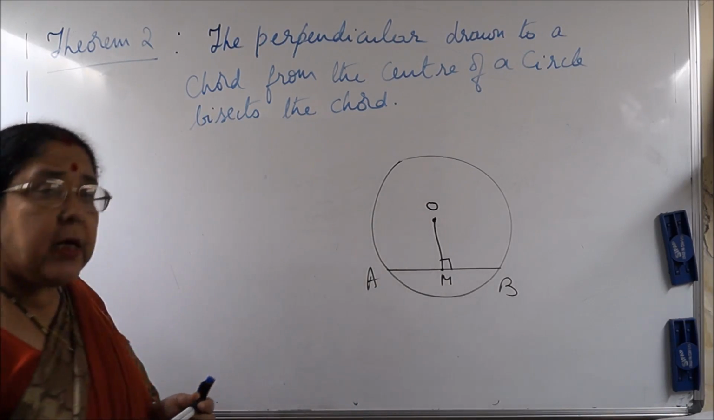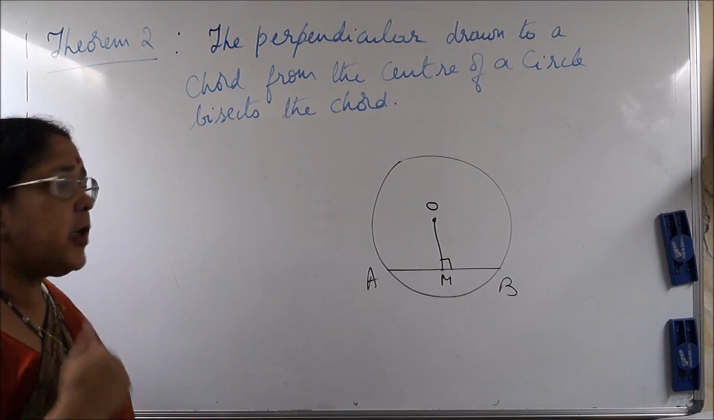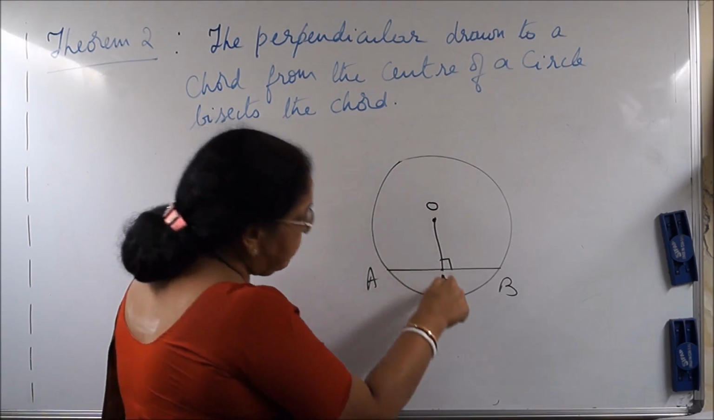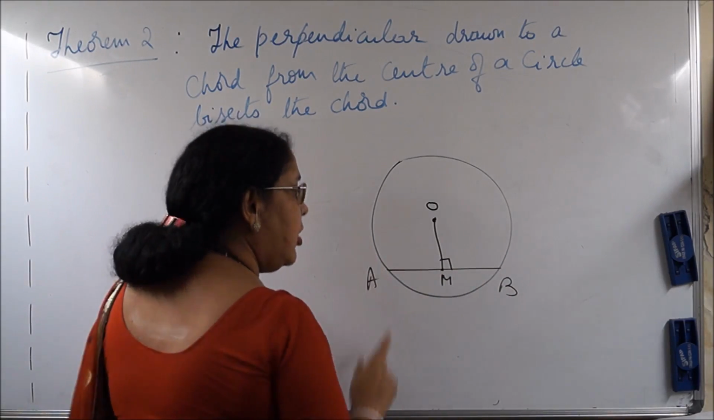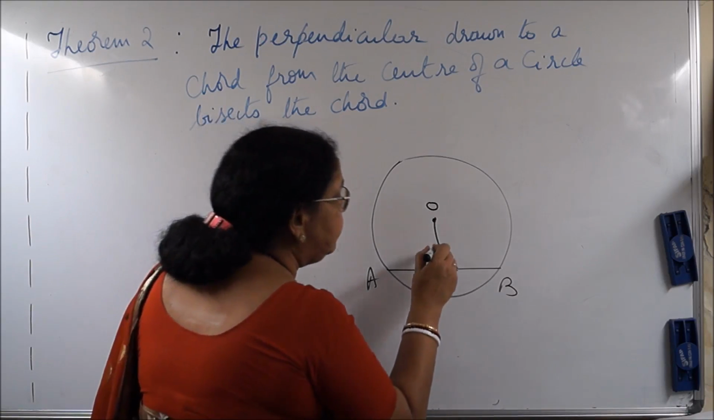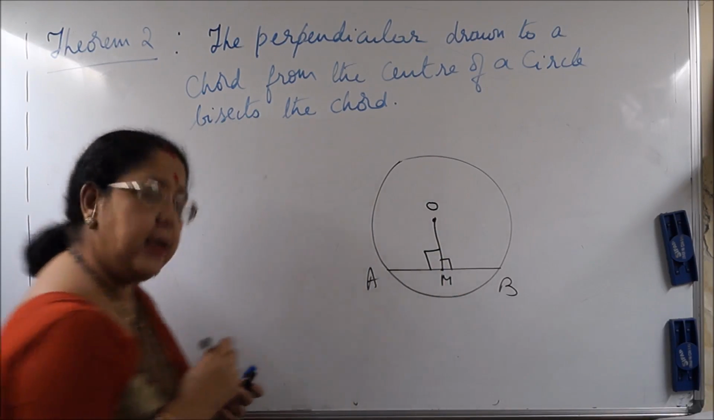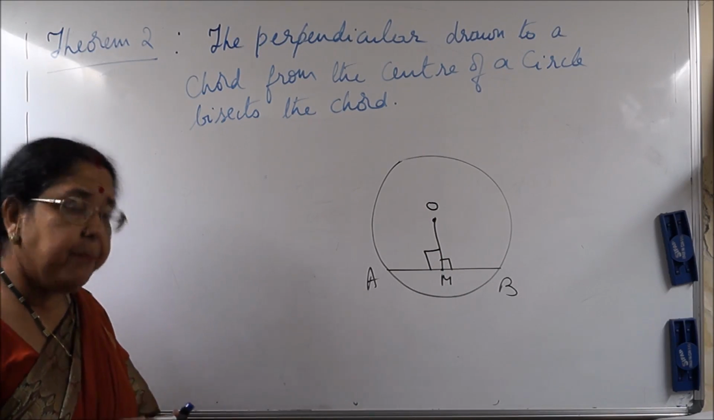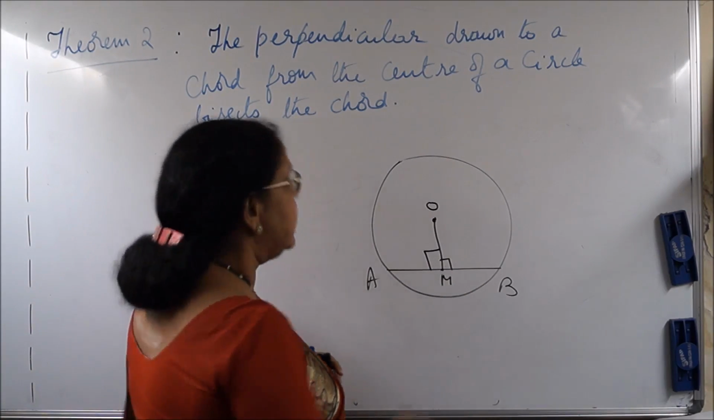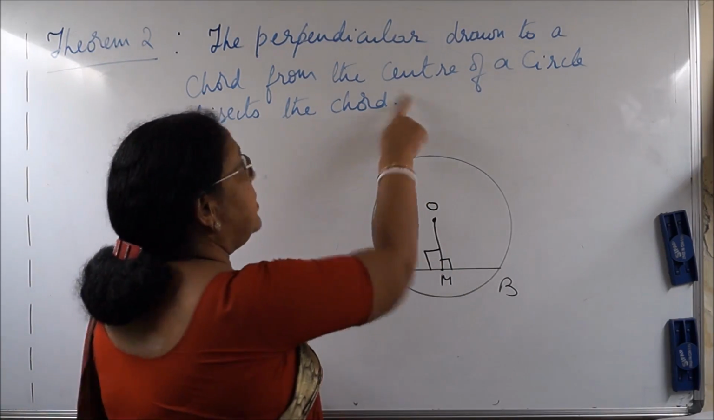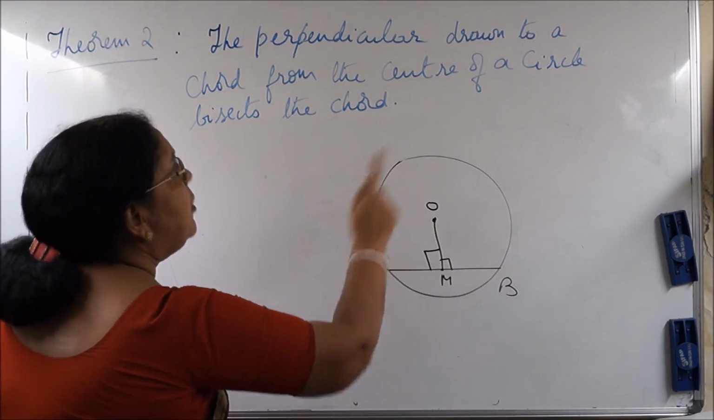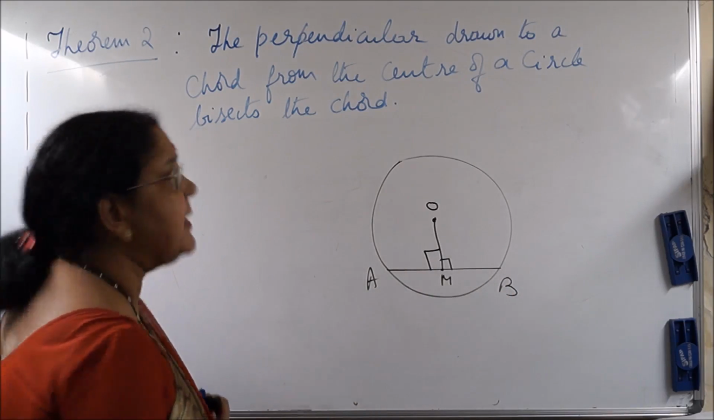So are you getting my point? What is it, the converse? Here what we know is that the line drawn from the center O is perpendicular to the chord AB. That means we already know angle OMB is equal to 90 degrees and angle OMA is also 90 degrees. That is given to us. Now we will prove that M is the midpoint of AB. That means OM bisects AB according to this theorem. So the perpendicular drawn from the center of a circle to a chord bisects the chord.